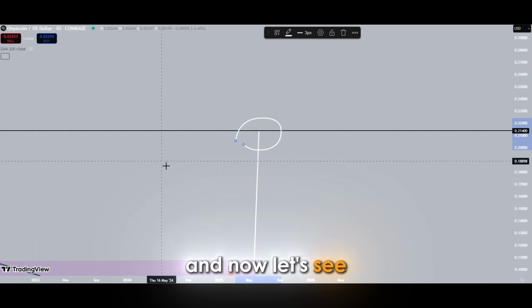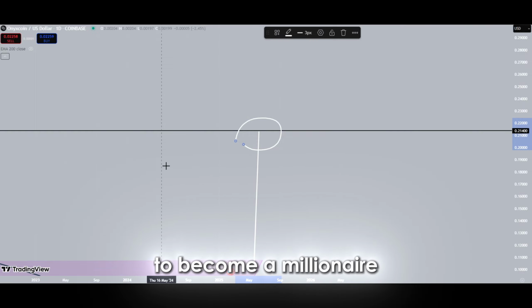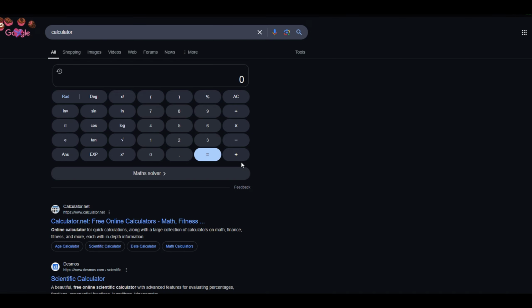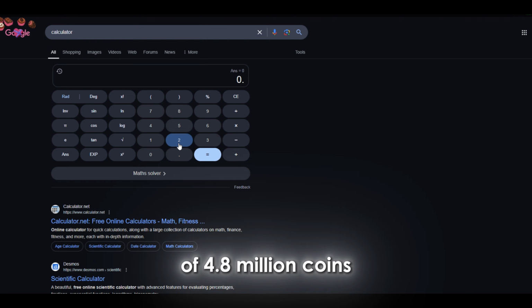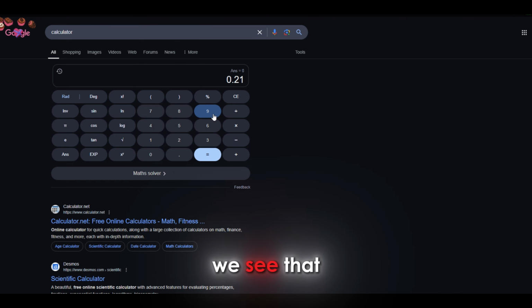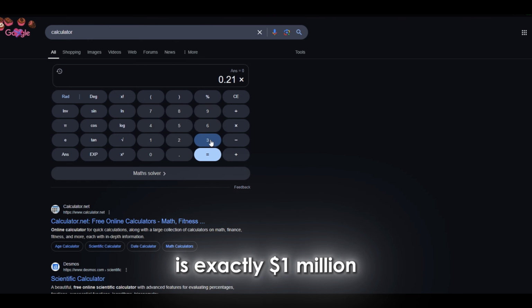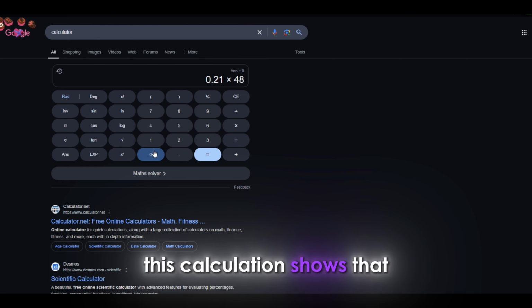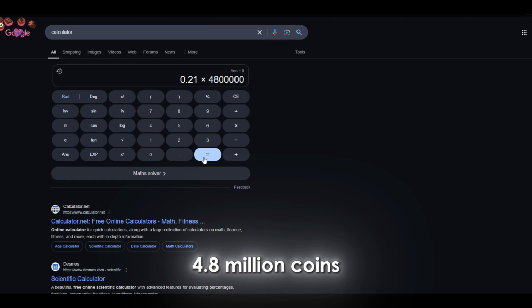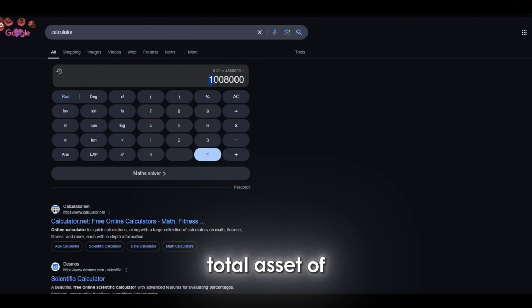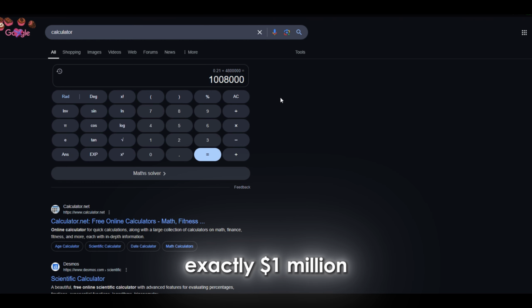And now, let's see how many XCN you need to become a millionaire with this calculation. Now, when we multiply the price level of 0.21 by a total of 4,800,000 coins, we see that the resulting value is exactly $1 million. This calculation shows that if the price actually reaches the target level of the bull pattern, an investor holding 4,800,000 coins would have a total asset of exactly $1 million.